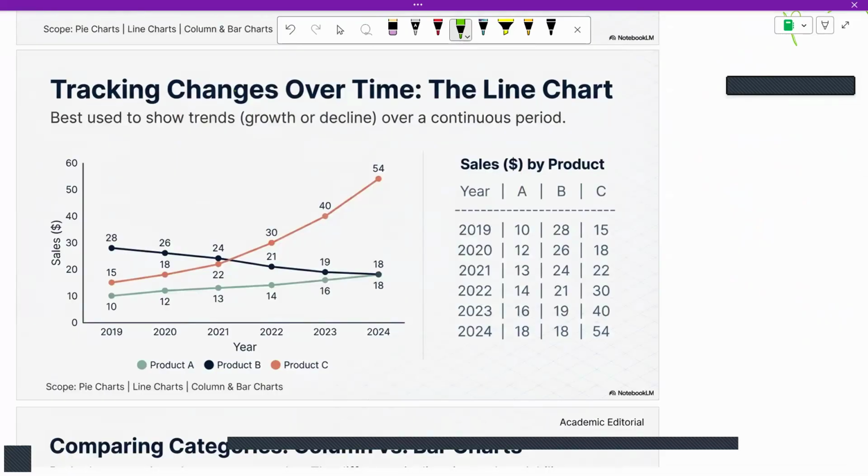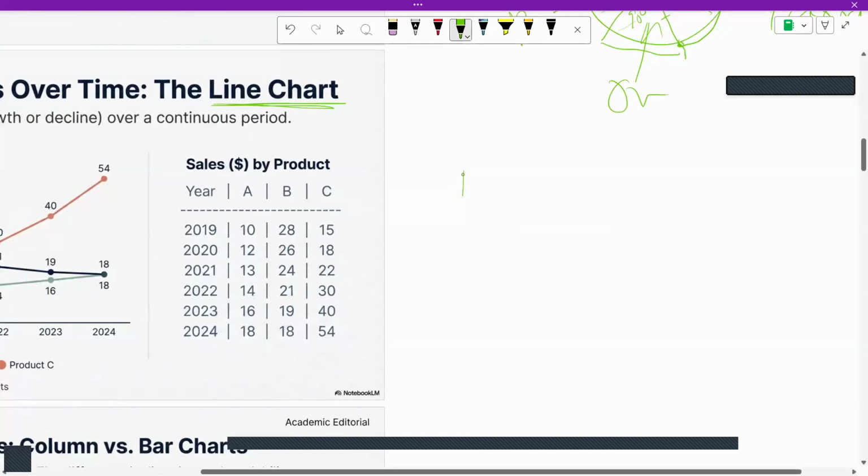Tracking changes over time. Now we look at the line chart. How do we draw a line chart? It is best used to show the trend, growth or decline over a continuous period of time. You can see diagrams like this.